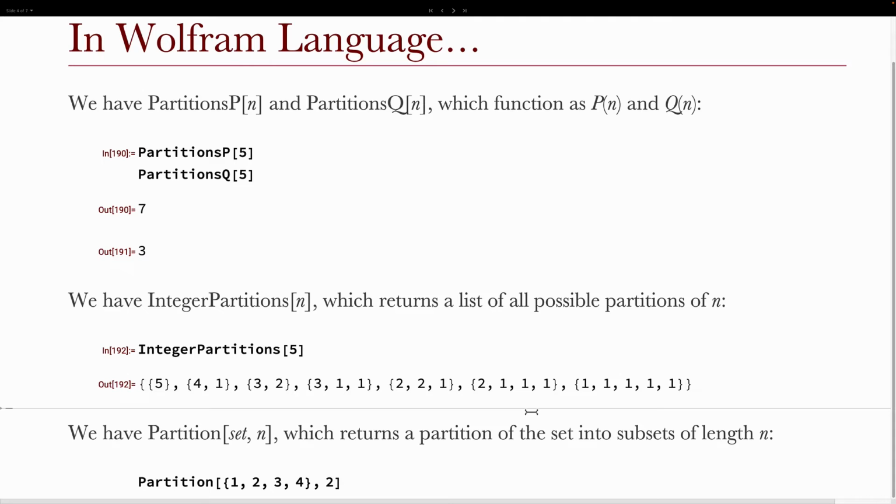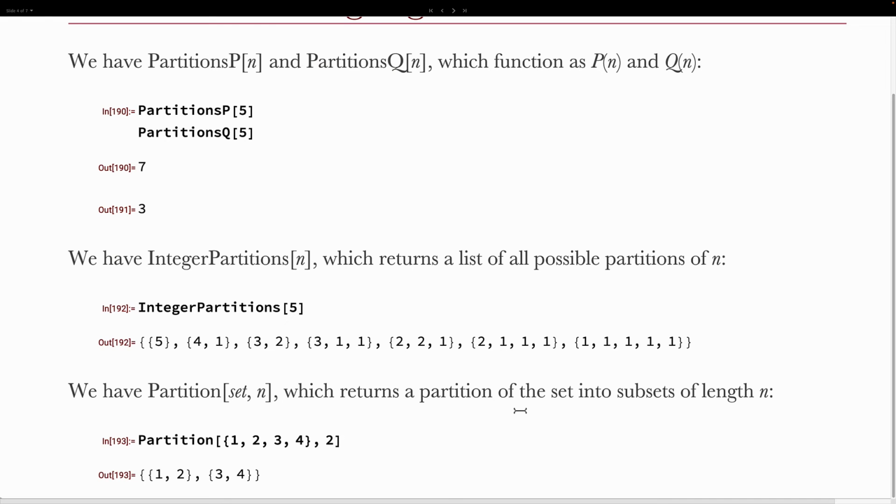Moving on from that little blunder, we have partition of a set and an integer n, which returns a partition of the set into subsets of a specific length n. If we give the Wolfram language Partition[{1, 2, 3, 4}, 2], it'll return {{1, 2}, {3, 4}}. Now, this makes sense because both of those sets are non-overlapping and neither of them are empty, and their union is {1, 2, 3, 4}.